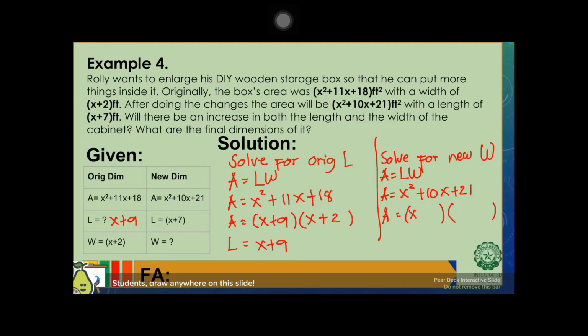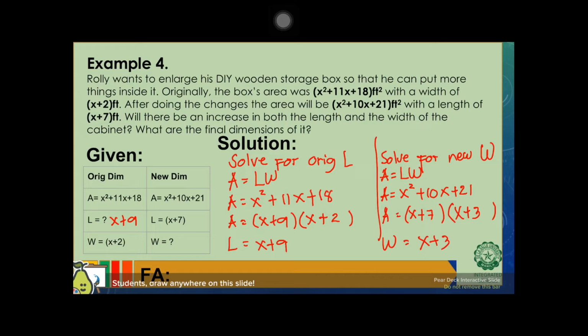We have x plus 7 for the length. We are supposed to look for the other binomial factor, and that is the width. So what should we multiply by x plus 7 to get x squared plus 10x plus 21? That is x plus 3. So for the new width, we have x plus 3.